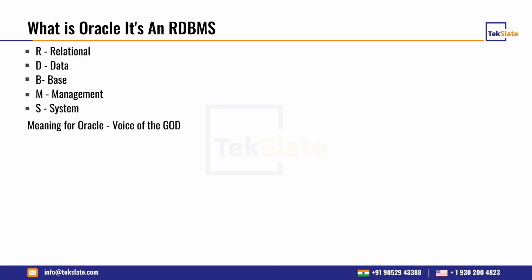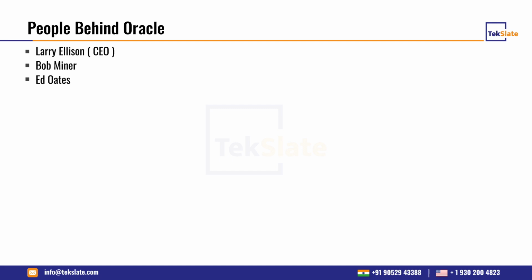There are three people behind Oracle. One is Larry Ellison, the current CEO, the owner of the company. The two more guys are Bob Miller and Ed Oates. Those two people were also part of Oracle when the company was being started. But Bob Miller and Ed Oates are no more with Oracle. They left Oracle long back. Whether they are in the world or not, I really don't know. Initially, when the company was started, they were there. Later they left the company.